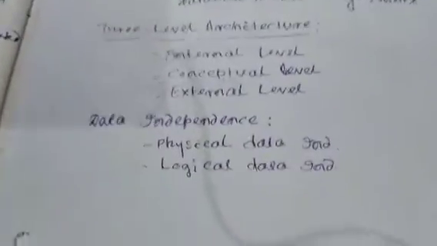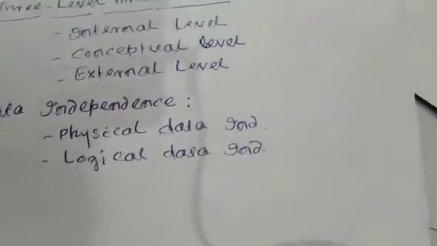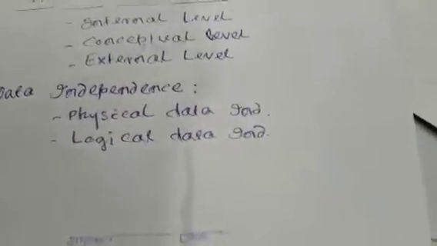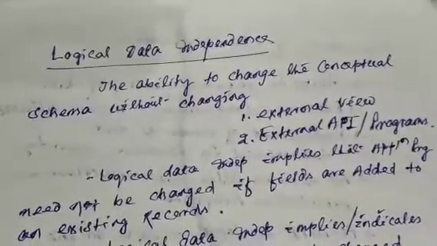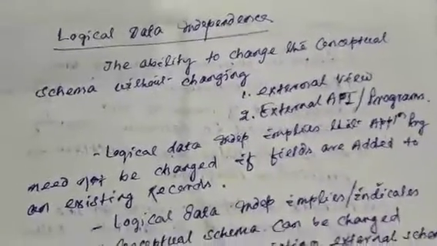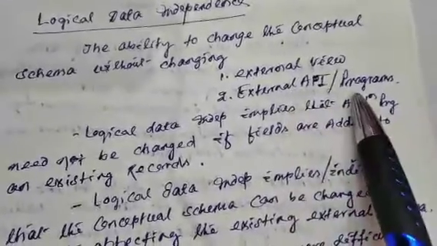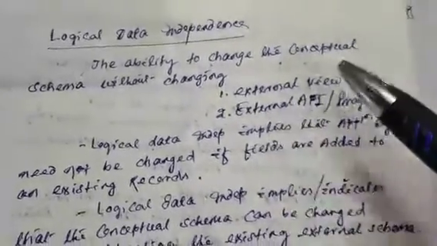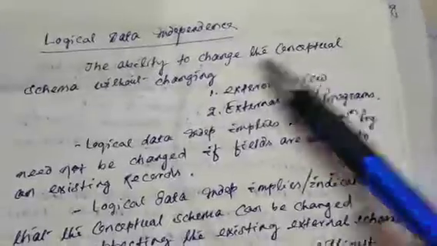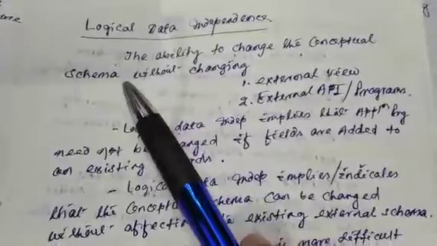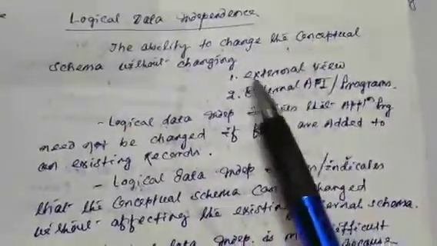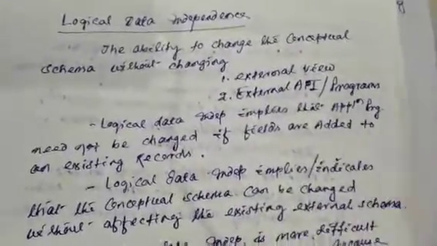Then come to logical data independence. This is the ability to change the conceptual schema without changing the external view or external program. That means we can change the conceptual level, the conceptual schema, and there is no need to change the external schema or external program.